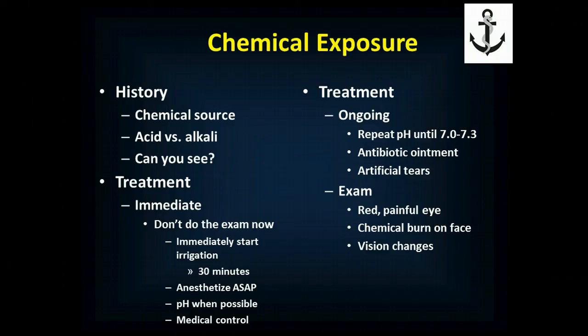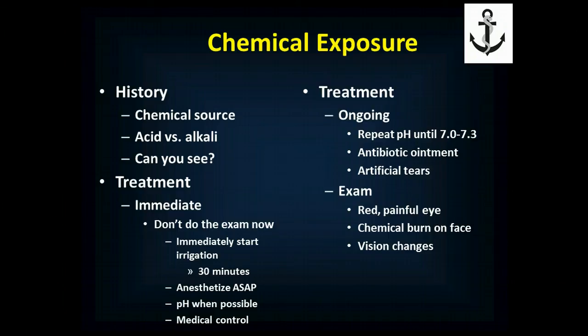At some point in there, you're going to anesthetize the eye to make it more comfortable so that the irrigation is more effective. At some point, you're going to check the pH. At some point, you're going to talk to medical control. But the thing you need to do is get water flowing now to irrigate the eyes. So if you've got an eye wash station, that's the ideal. Get them leaning forward, get the eyes washed out.